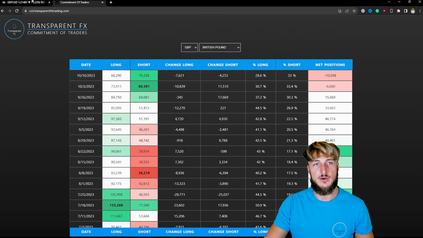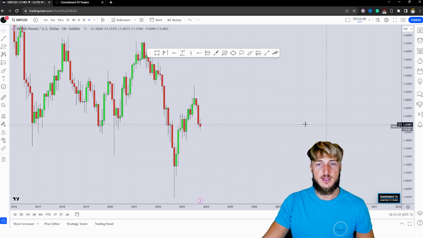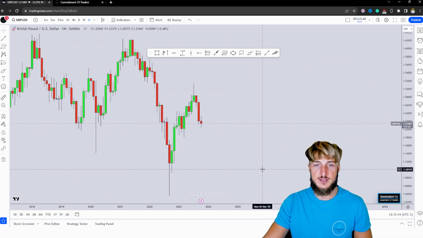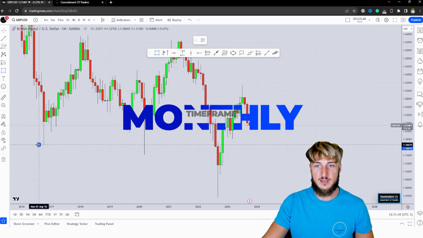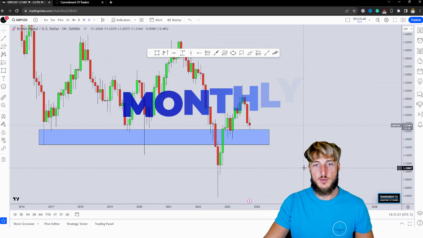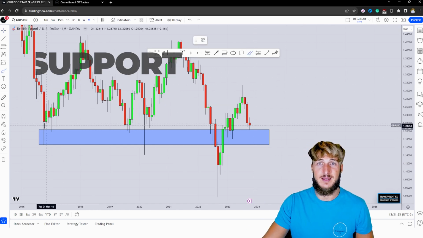And by the end of the video, by using a combination of these two different types of analysis, we will try to understand where we have the highest probabilities for the next potential move here on this pair. Now, starting from the monthly time frame, what we can see is that we have a market which is currently testing a quite strong level of monthly demand and support.